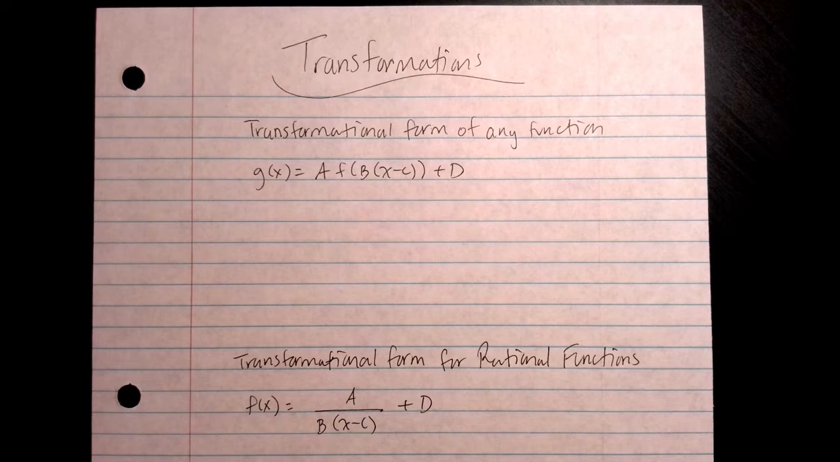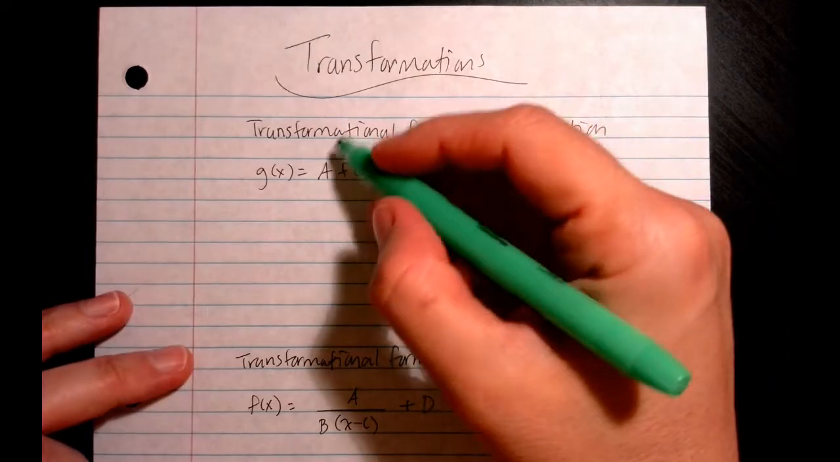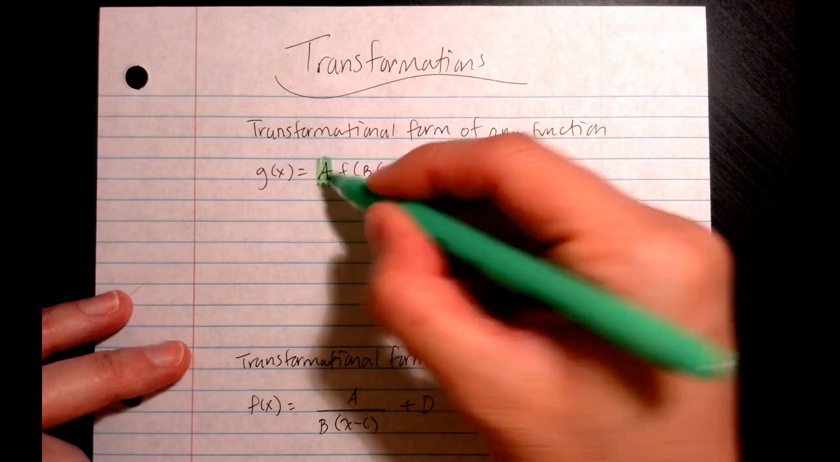Now that we've seen what the parent rational function looks like, let's talk transformations. If we want to transform our function, we can do it using four possibilities. Let's go through each one of these. The first one is A.